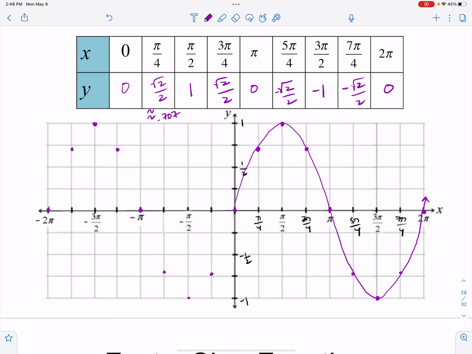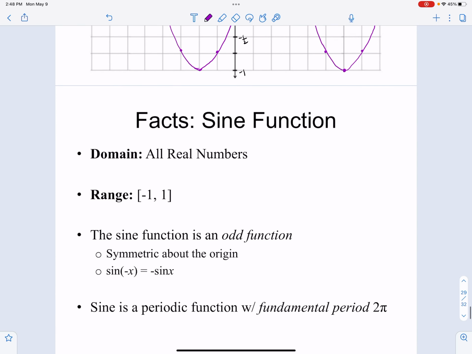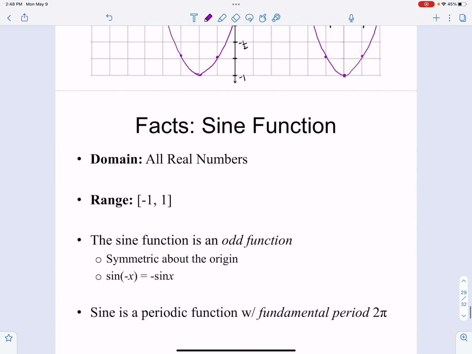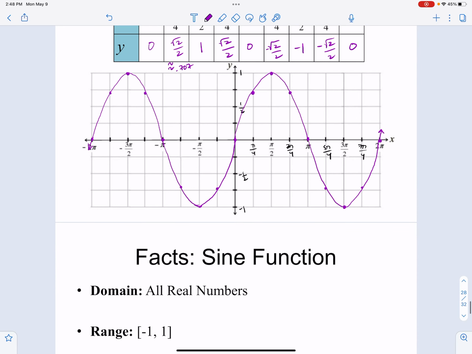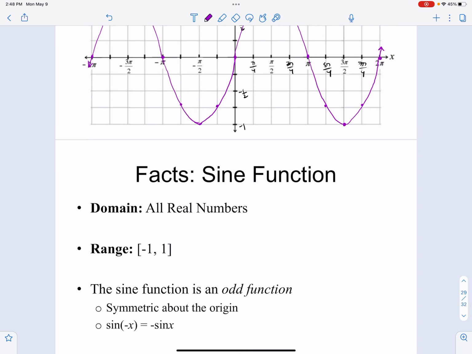Okay, and then because we know the pattern of sine, we can just extend the graph in either direction if needed without having to really think too much. And I'm going to draw arrows to indicate the graph would continue on. So the domain of sine is all real numbers. The range is -1 to 1. You can see that the graph bounces back and forth. It oscillates between -1 and 1.